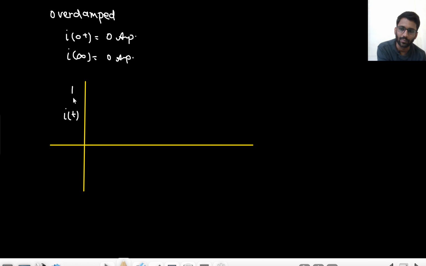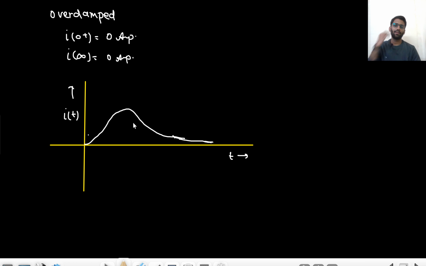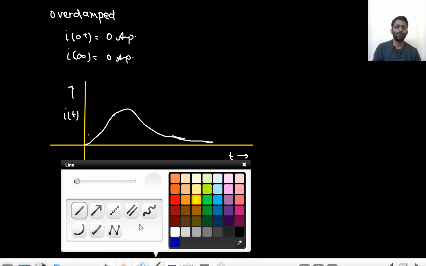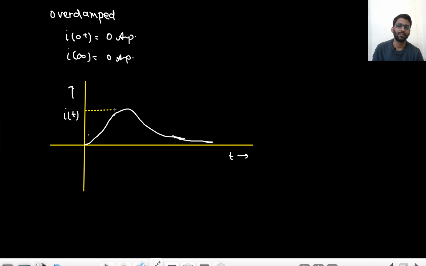So we just need to make the graph. The current will go like this. It won't stabilize so early. It will be a damped response. So it will be going there slowly. There will be some maximum value and all these things you don't need to find. You just need to tell the nature of the graph. The nature of the graph will be something like this only. Are you getting my point or not? It will increase, get some maximum value and go downward. But there will be no oscillations, that's for sure.